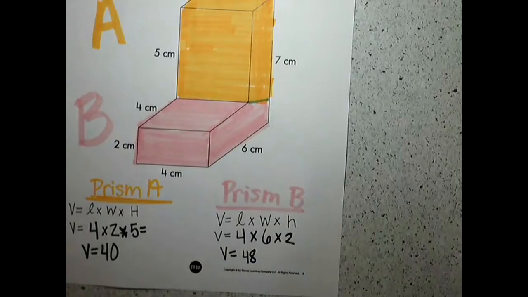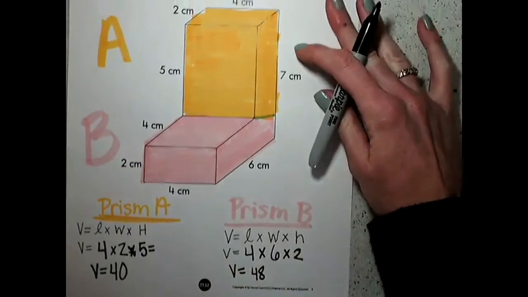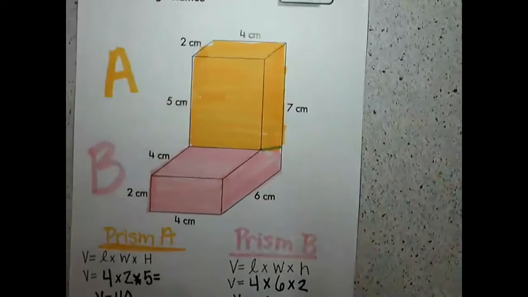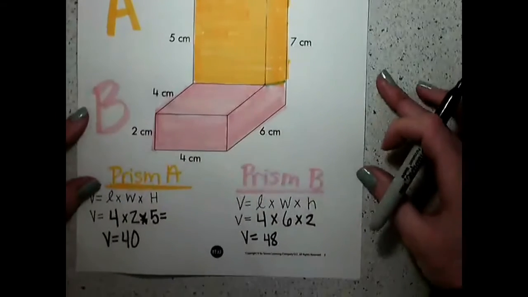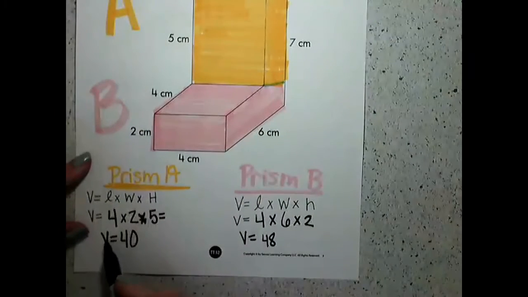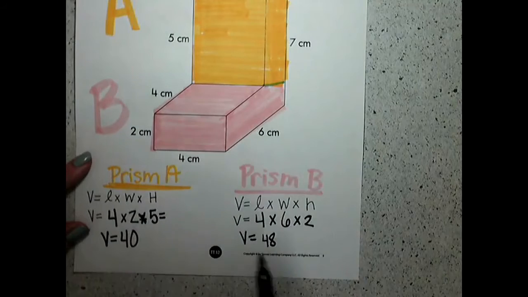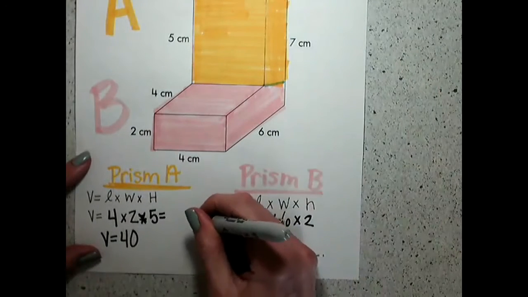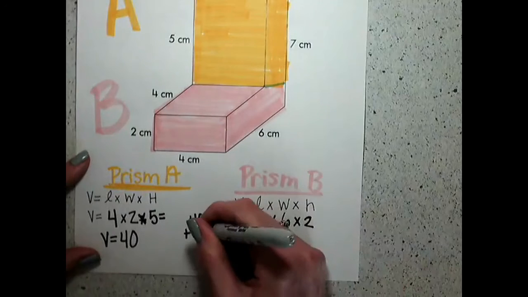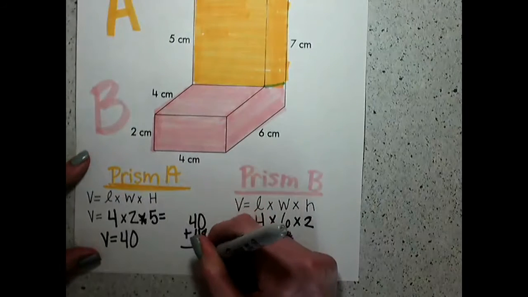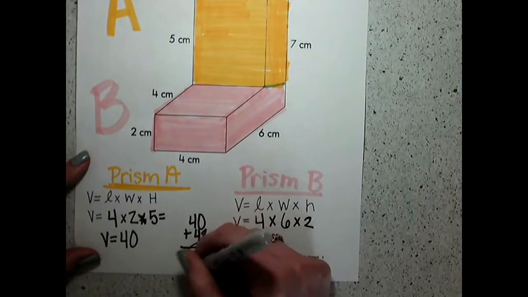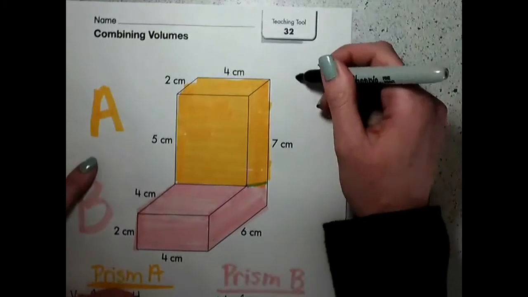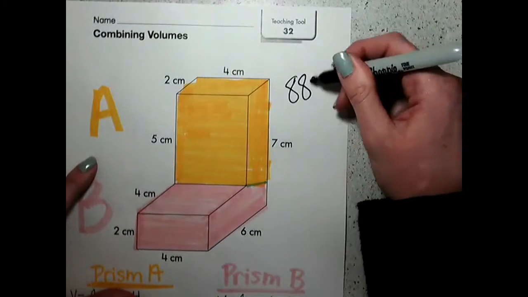Now, do you think I'm done? Remember, I'm trying to find the volume of this entire irregular prism. So my final step will be to combine these two numbers that I've gotten for my separate shapes. So to finish it off, I need to add 40 plus 48. I know that the volume for this irregular prism is 88.